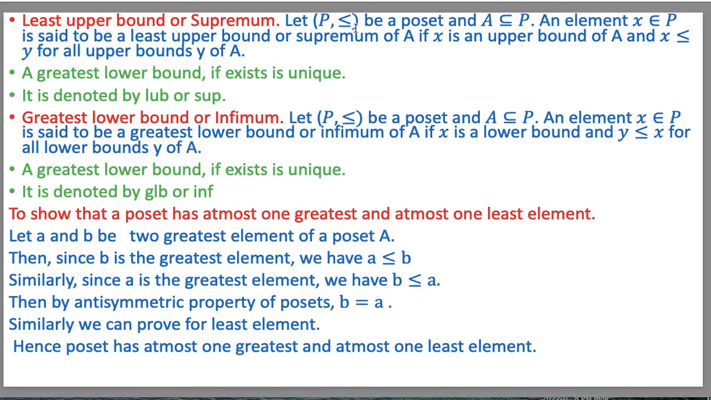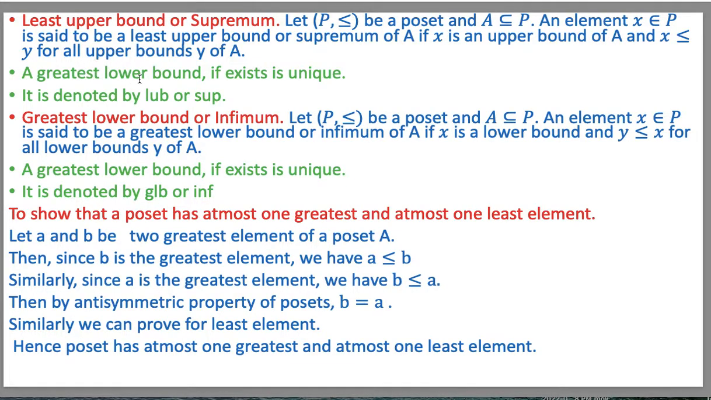Let P, with a relation less than or equal to defined on it, be a poset, and A a subset of P. An element x belonging to P is said to be the least upper bound or supremum of A if x is an upper bound of A and x is less than or equal to y for all upper bounds y of A.